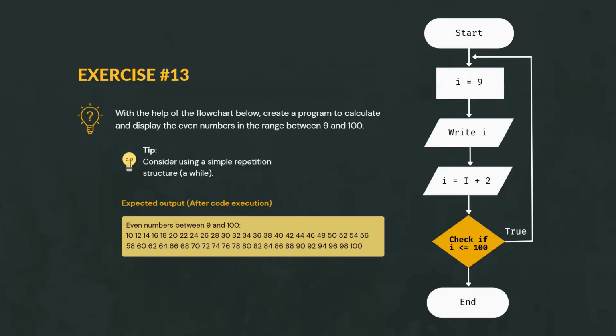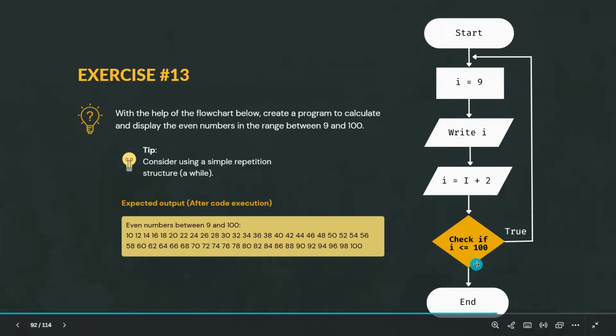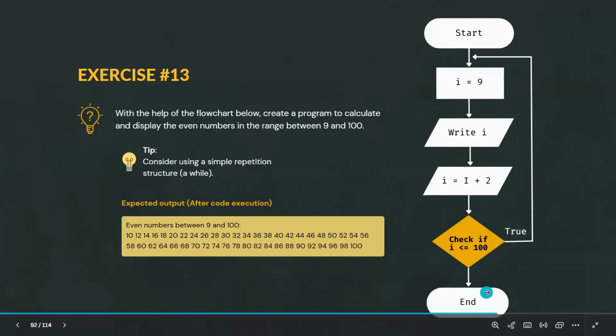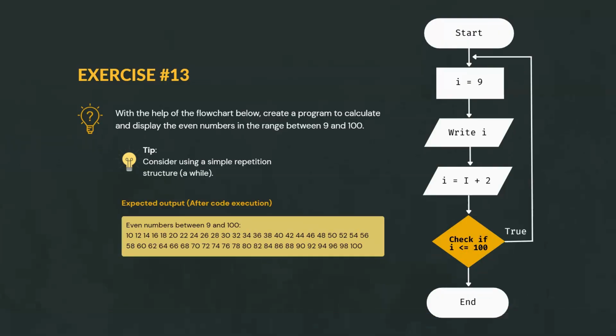Pretty neat, right? And according to the flowchart, we start with I value 9 and we check whether I is less than or equal to 100 and repeat until we pass 100. And what are we doing there? We are adding 2 for every iteration. And once this condition is false, the loop ends. So in plain English, keep adding 2 until you cross 100 and print every step along the way.